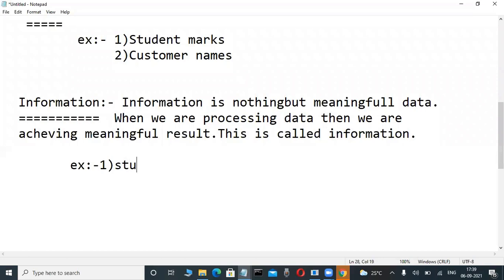Mark sheet. A student mark sheet is nothing but a what? Information. What is the difference? And now check it out. Easily understandable. A mark sheet is easily understandable.